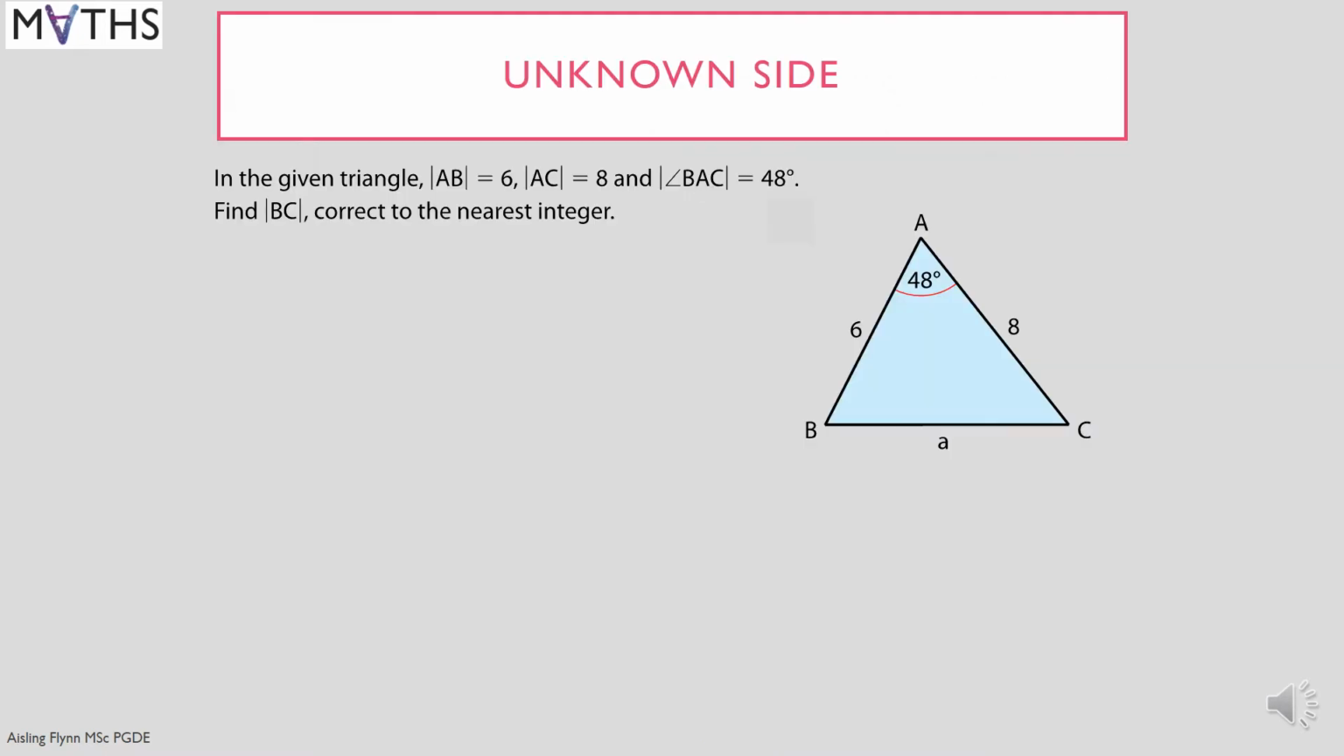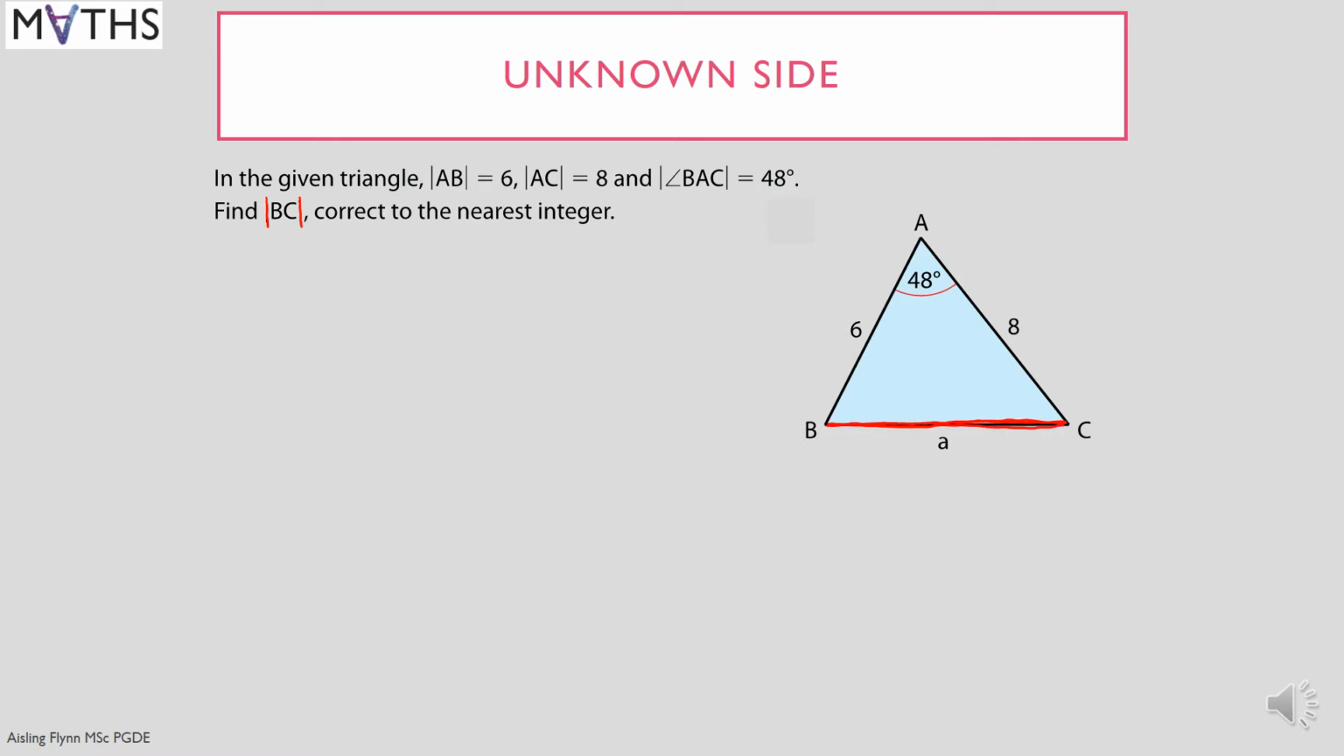Now let's put it to use. The first example is to find the length of an unknown side. The information given is, in the given triangle, AB equals 6, AC equals 8, and the angle BAC equals 48 degrees. Find BC, correct to the nearest integer. The notation here, remember, the two parallel lines mean the length or magnitude of B to C. So we're trying to find this side, B to C.